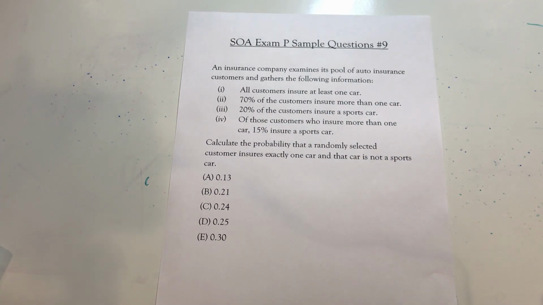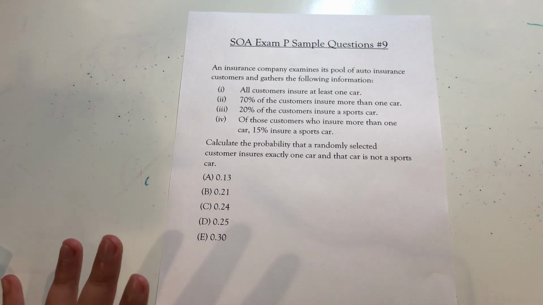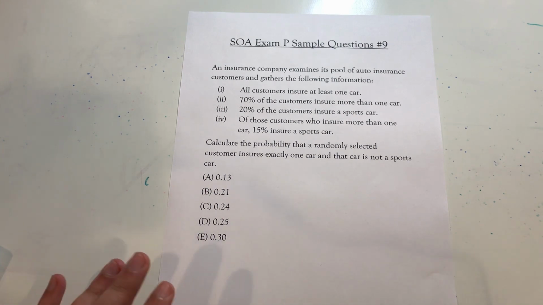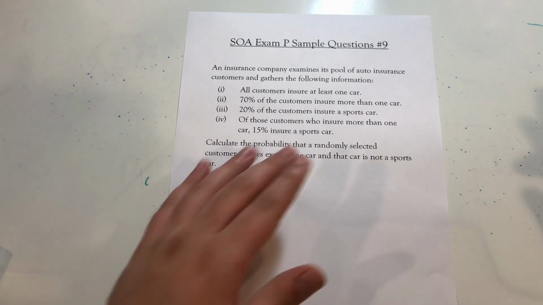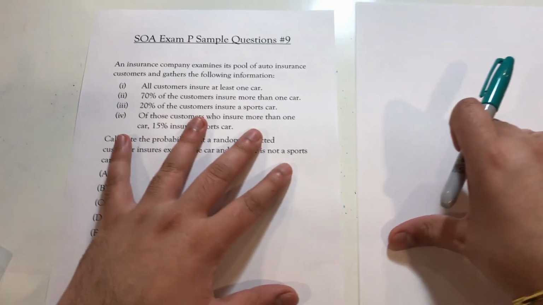Right? So calculate the probability that a randomly selected customer insures exactly one car and that car is not a sports car. Okay, now if you haven't already, I suggest trying the question yourself before going to this video, right? Just give it a shot, see how you do. So let's look at where to begin.